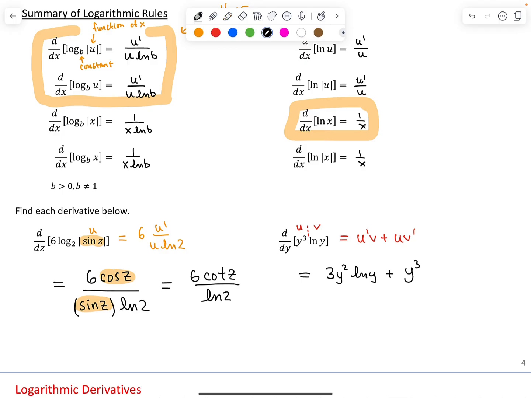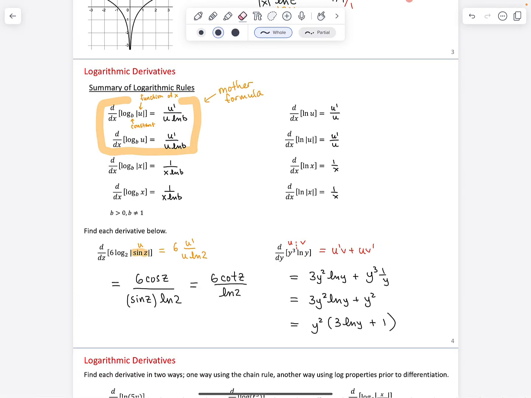The derivative of natural log of y is just 1 over y. And we get 3y squared, natural log of y, and then I can simplify y cubed times 1 over y, and that becomes just y squared. Notice both terms have a y squared, so sometimes it's worth factoring. Factor it out, and we are left with 3 natural log of y, and then plus a 1. Okay, next page.